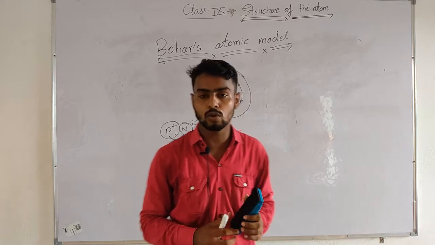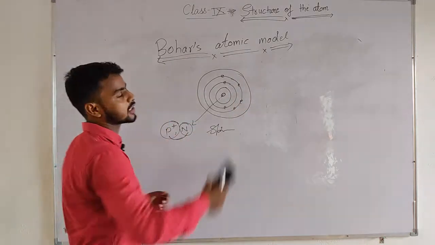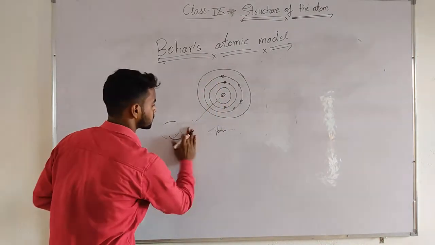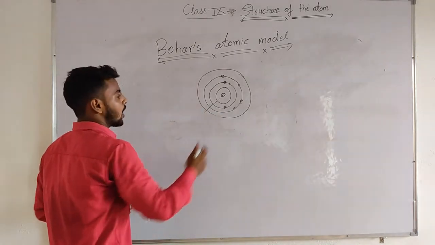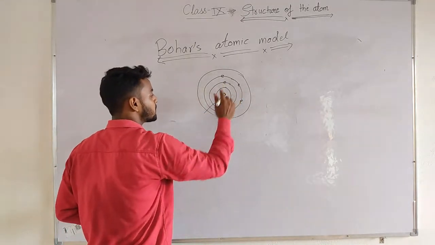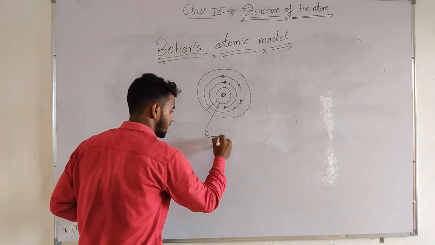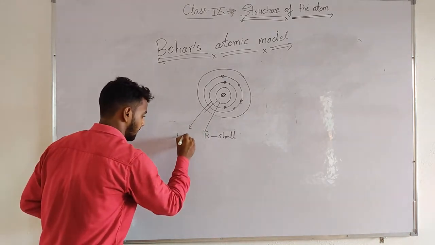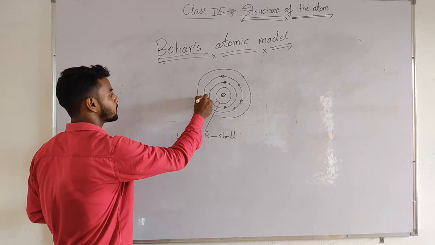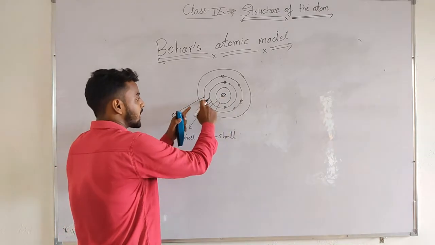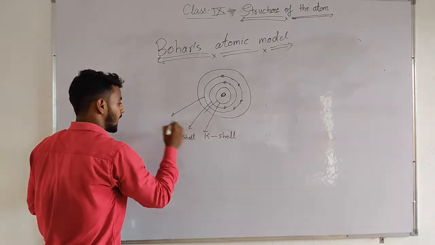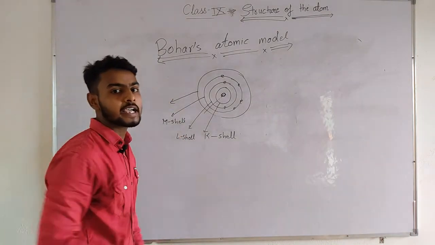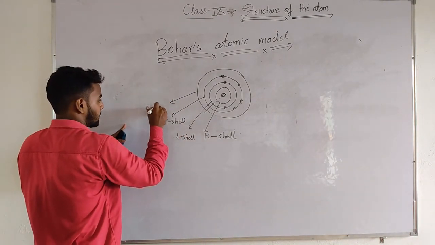So now we are going to know what the atomic model is, and what Bohr's atomic model is. He said that, around the nucleus, the first class of the nucleus is called the K shell, the second class is known as the L shell, the third class from the nucleus is called the M shell, and the fourth, outermost shell is known as the N shell.